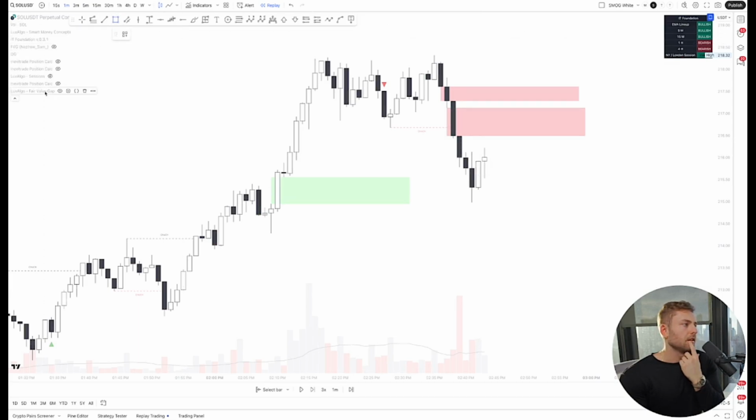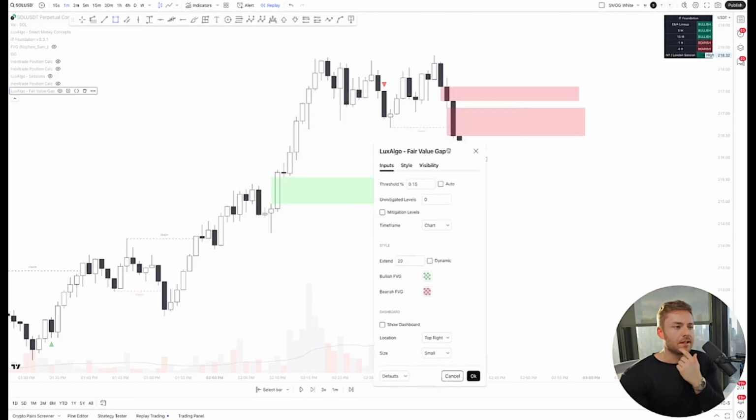Now, I use the Lux Algo fair value gap indicator, which you can just find on TradingView in indicators. You can add that to your chart. Basically, this is going to automatically populate them based on a threshold.